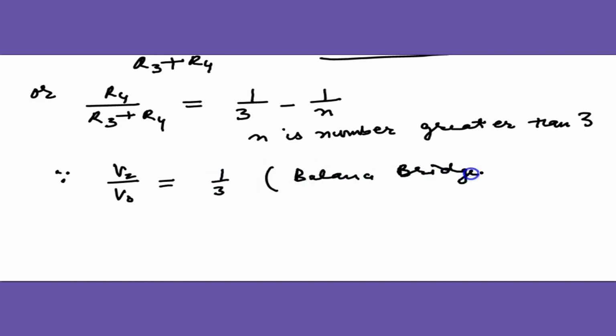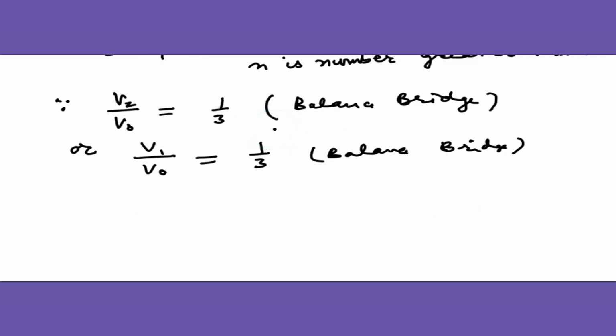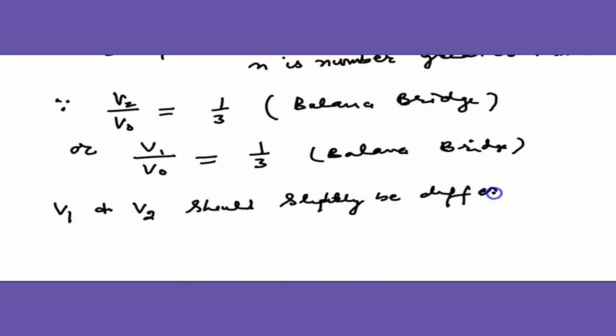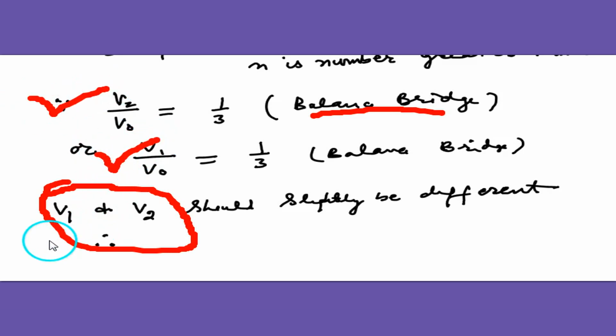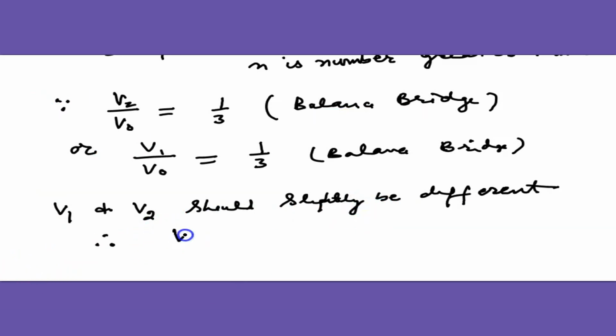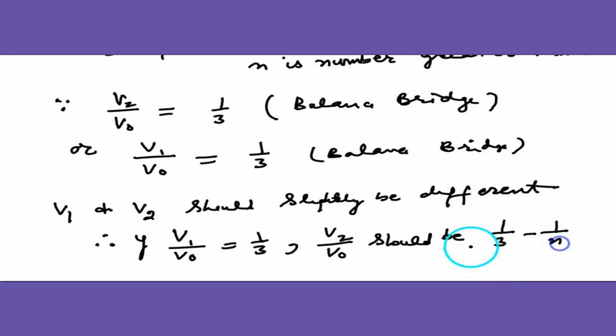And V2 over V0 equals 1/3 for the balanced bridge, V1 equals V0 over 3 for the balanced bridge condition. But we need some different signal. So if we need some different signal, V1 should not be exactly equal to V2. For balanced bridge, this ratio is 1/3. So how can that be? If V1 over V0 is 1/3, then V2 over V0 should not be equal to 1/3, but 1/3 minus 1/n, and n should be greater than 3. Then it will be okay.